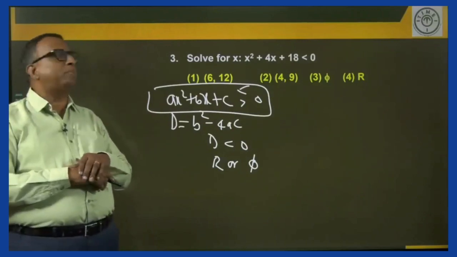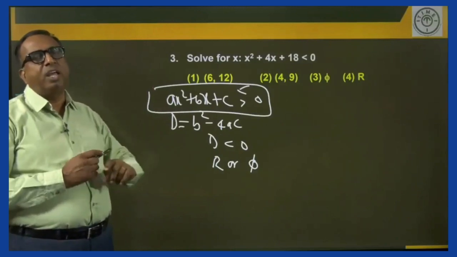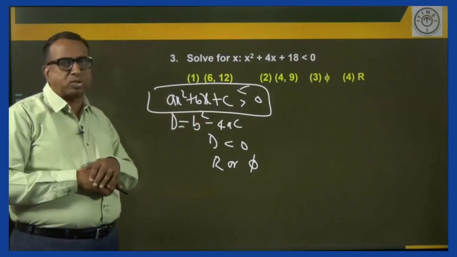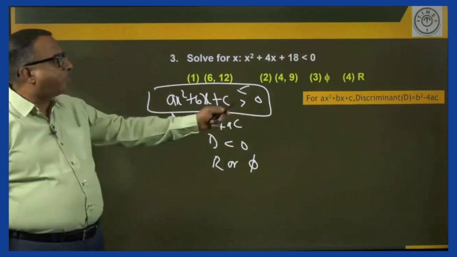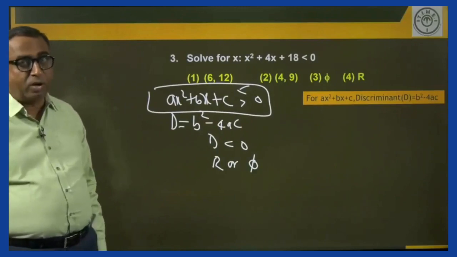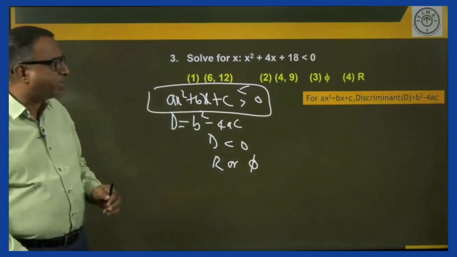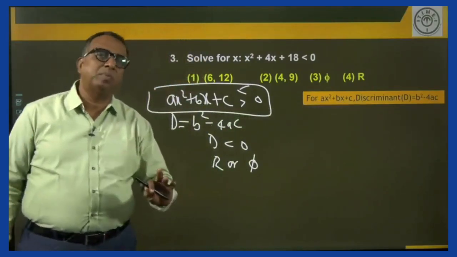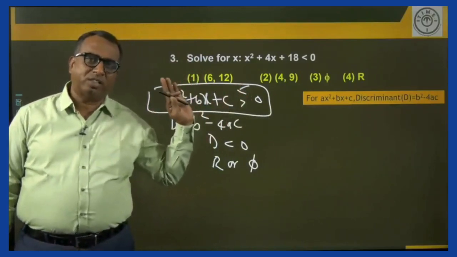Discriminant, b square minus 4ac, if that is less than 0, then either all numbers will be solutions or no number will be solution. Okay, note this down. I am going to write it on the screen. Please take down, I am dictating. For ax square plus bx plus c, for this quadratic expression, b square minus 4ac is called the discriminant. This point comes in quadratic equations also. b square minus 4ac is called discriminant.